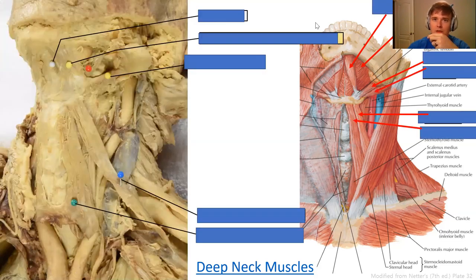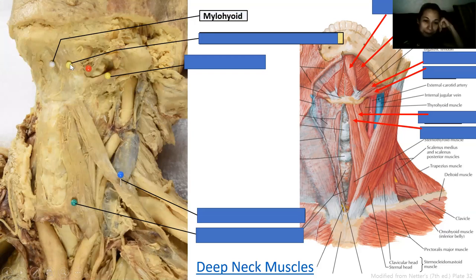That's why sometimes studying too much, you're like, oh, that's it, and then you rush off. Whereas if you didn't study quite so much, you would be really paying attention to everything. But, all right. And again, he loves these. This one right here. Milo. Next one over. Anterior belly digastric.